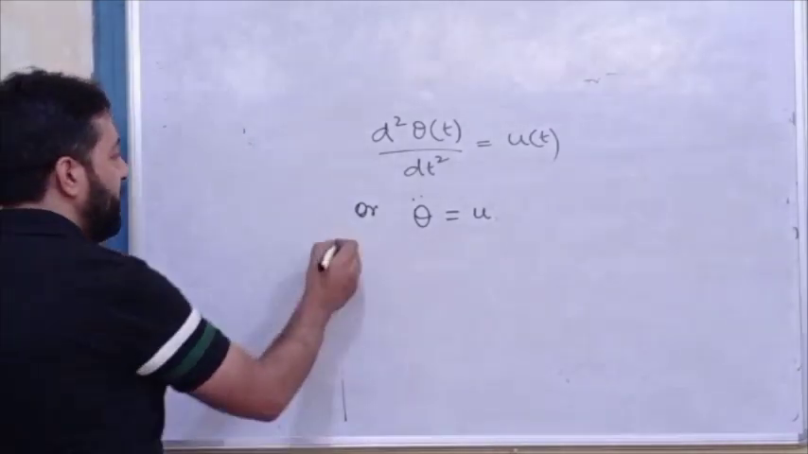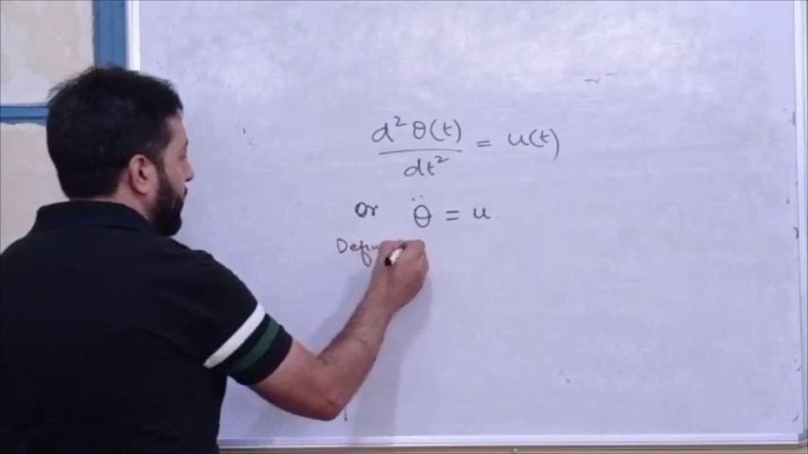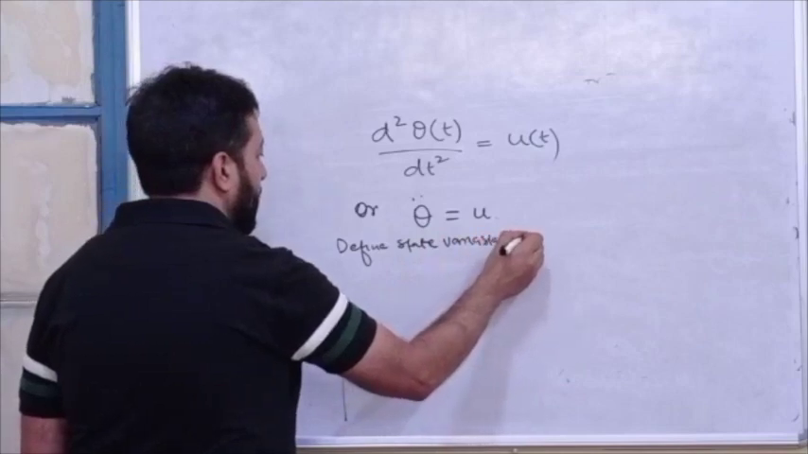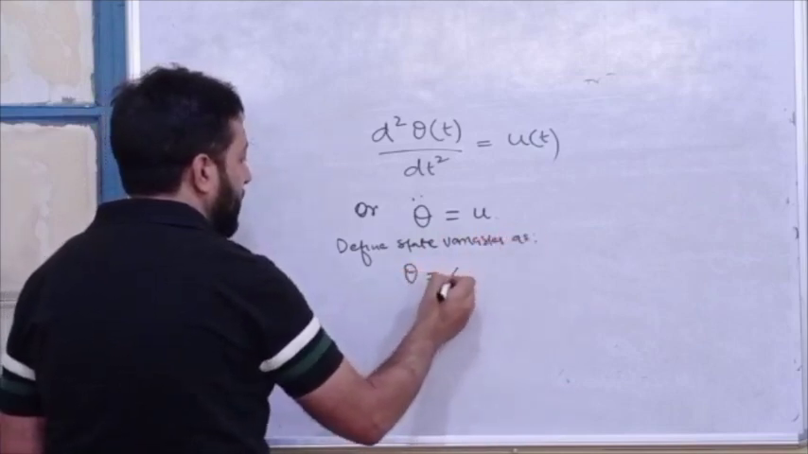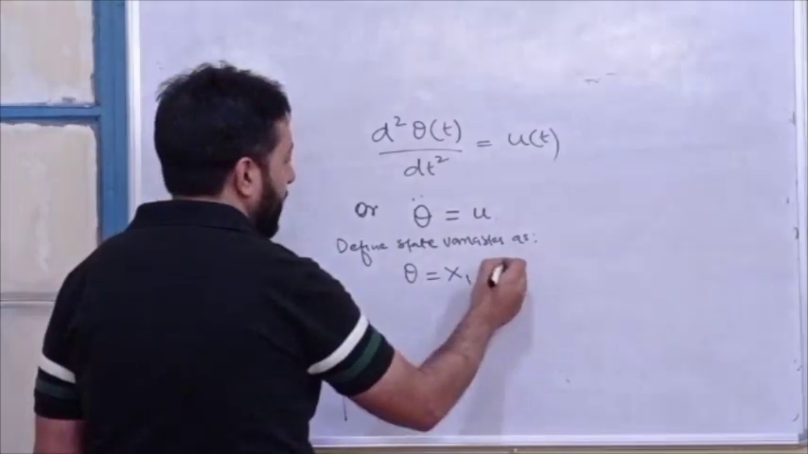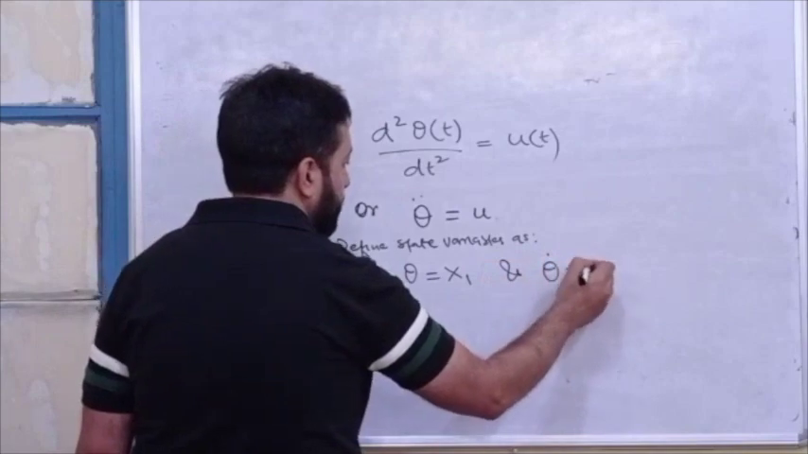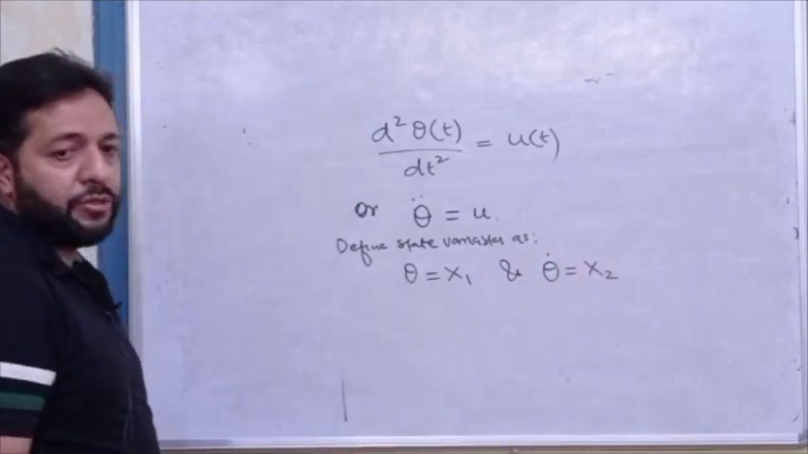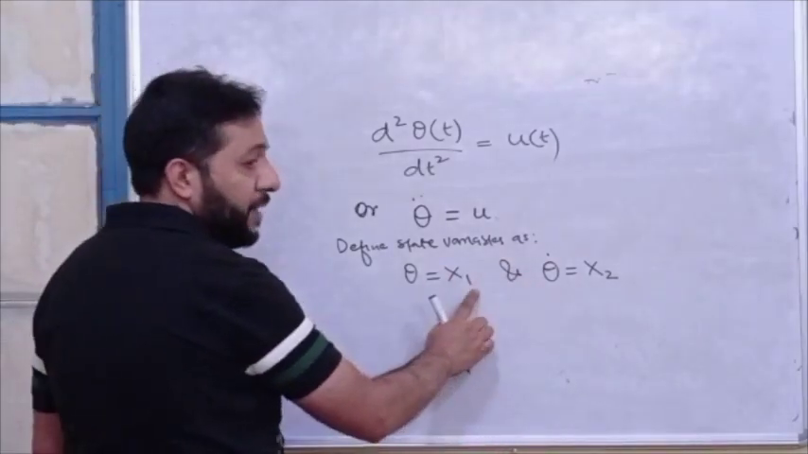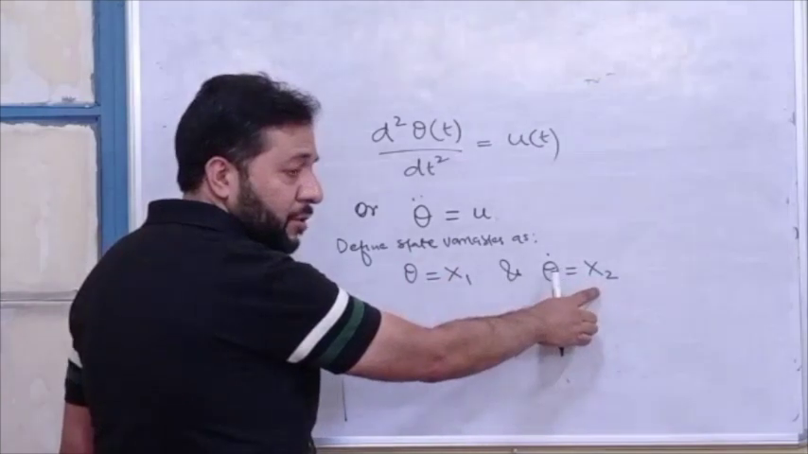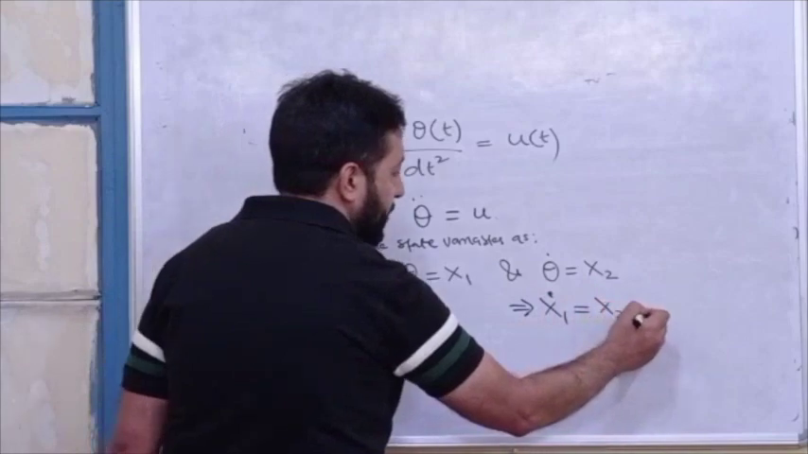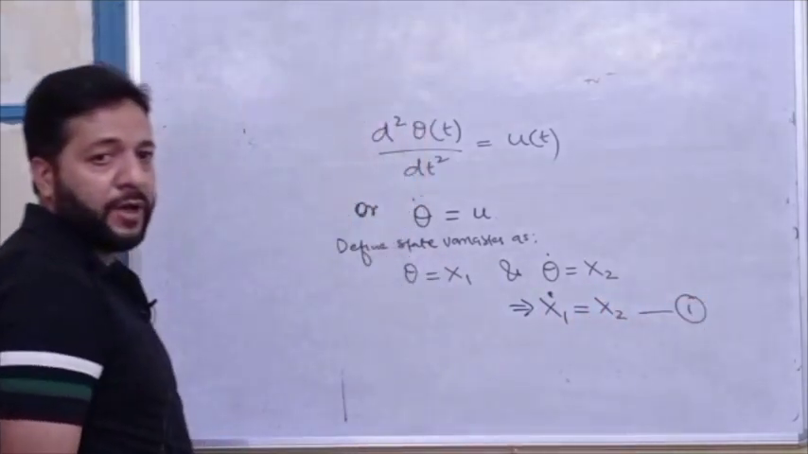Now I define state variables as theta equal to x1, as is being told in the question, and theta dot equal to x2. ये मैंने दो स्टेट वेरिएबल्स डिफाइन किए, सही है? तो ये वाली इक्वेशन जो है, since theta equal to x1, so that means x1 dot equal to x2, which implies x1 dot equal to x2, this becomes my equation number 1, ठीक है ना?